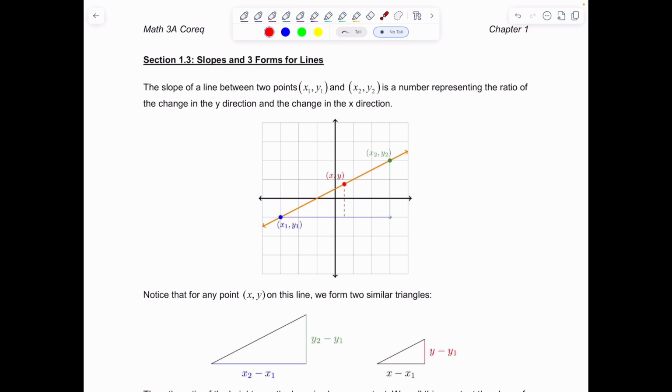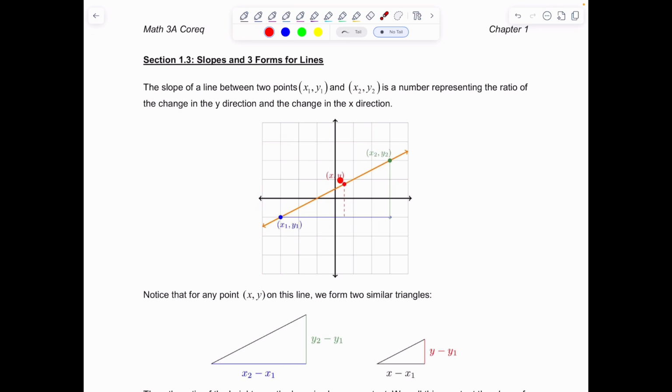Now, the slope of a line between 2 points, (x1, y1) and (x2, y2), is a number representing the ratio of the change in the y direction and the change in the x direction. So say you have a line and you have 2 points on the line. Here's (x1, y1), (x2, y2).